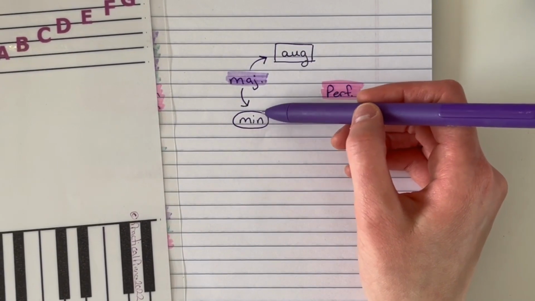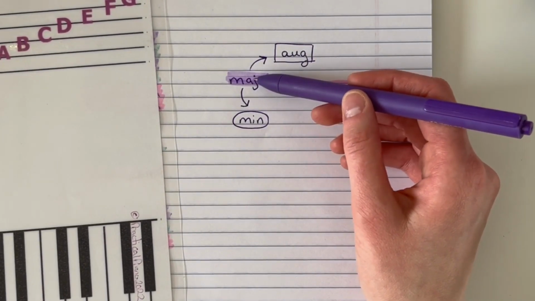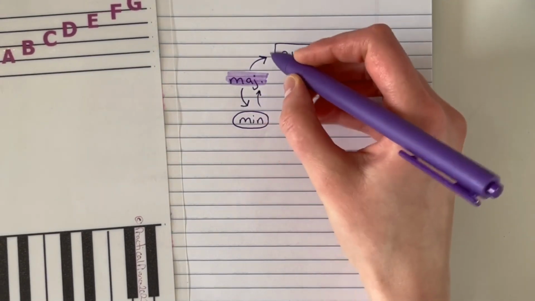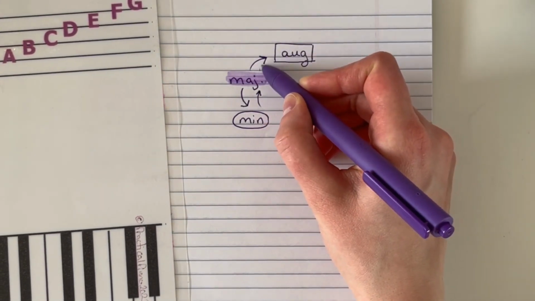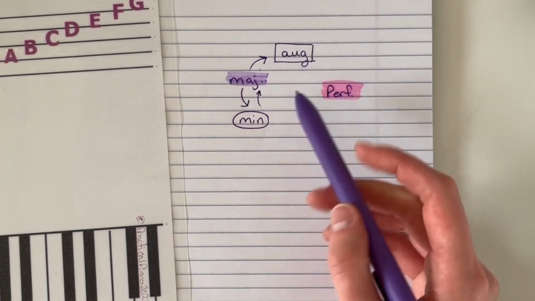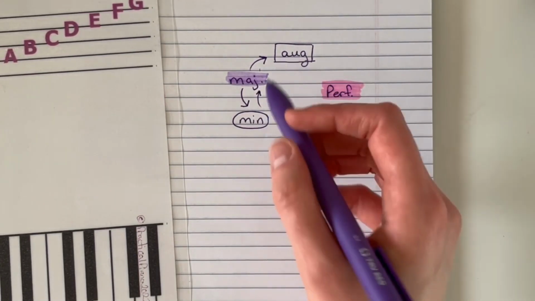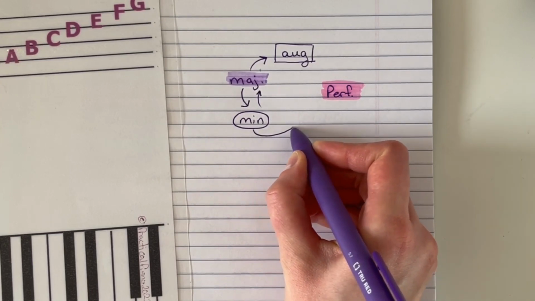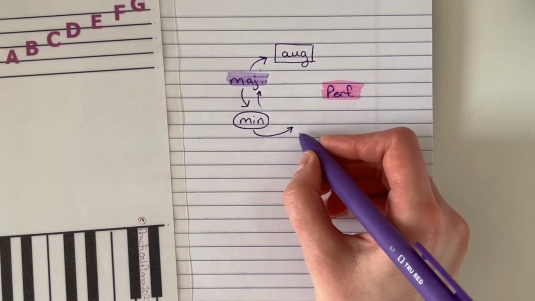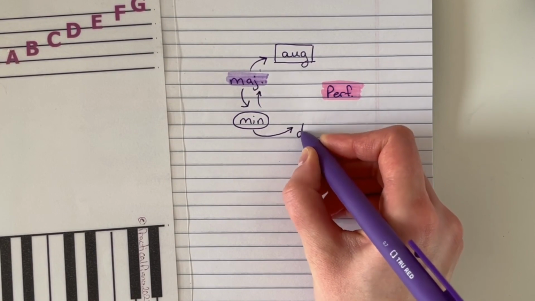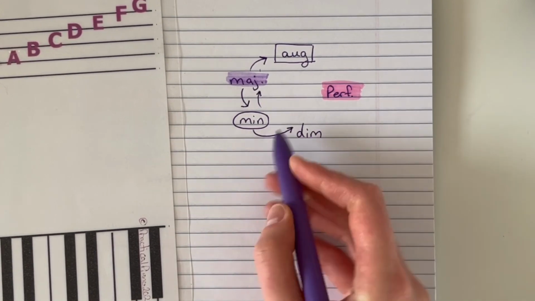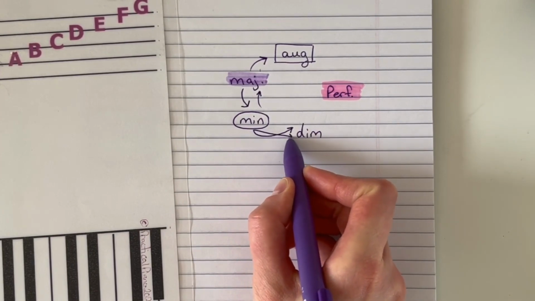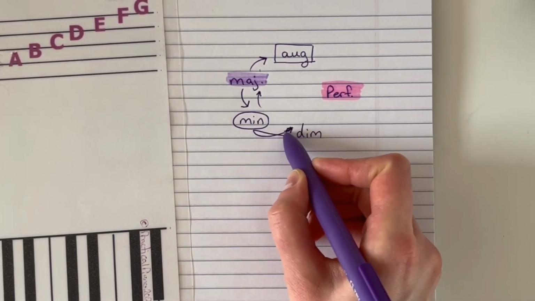You can make your minors bigger and they'll turn major. And you can make majors bigger and they'll turn augmented. All right. Now let's make it even smaller. And now we'll have diminished. Now because we're going smaller, I should have written this arrow actually going down. Forget about this one.